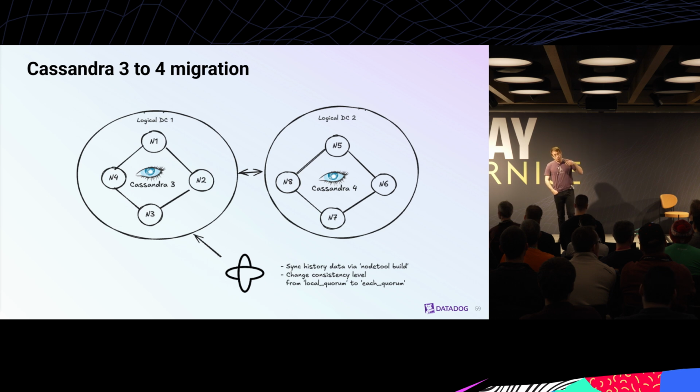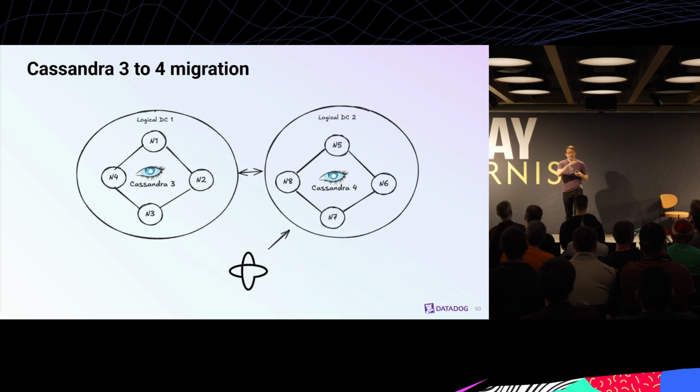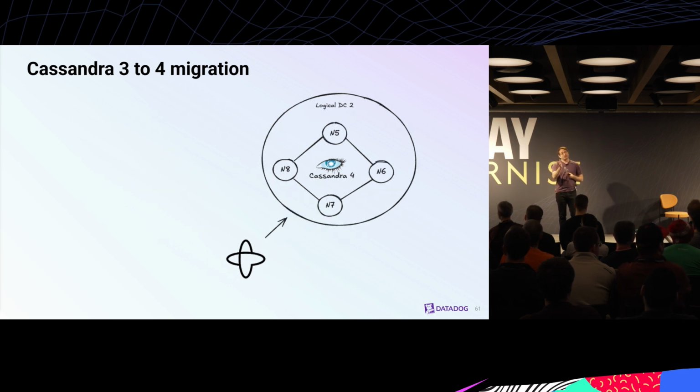We did this, we did a rolling restart. After the rolling restart, we changed the configuration again. Now we changed the endpoint to the Cassandra 4 cluster, did a rolling restart, then changed again from each quorum to local quorum, and then we could take out the Cassandra 3 cluster. And everything should be fine. As it turned out, it was not.